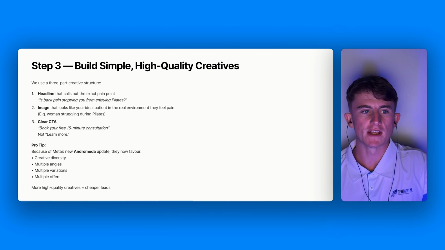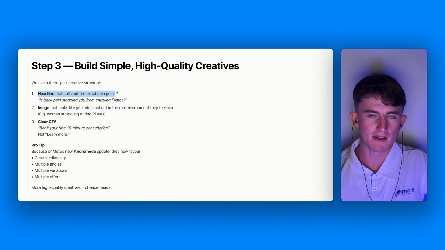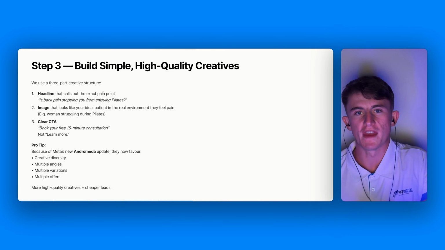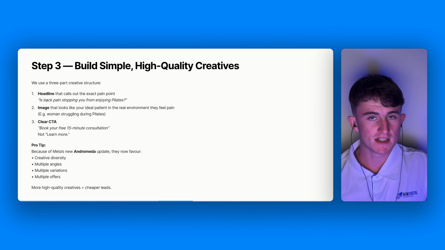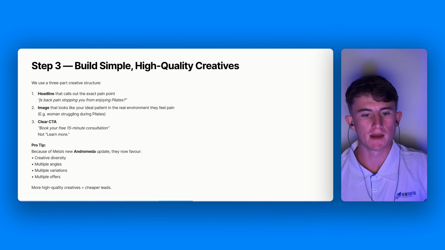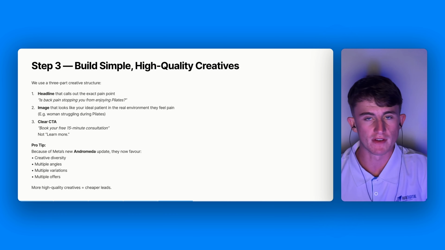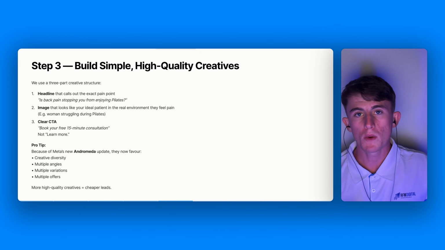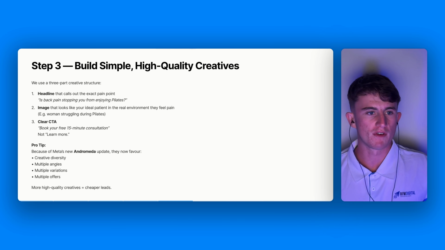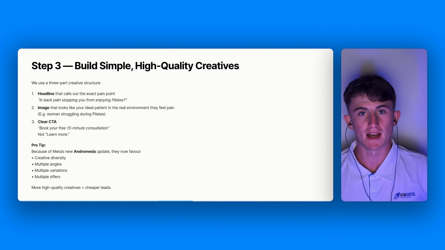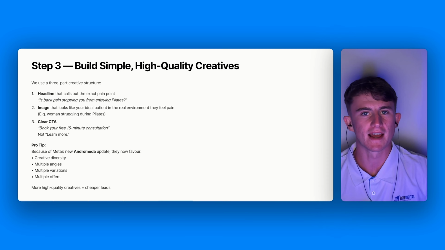Step number 1 is we have the headline that calls out the specific pain point within your ICP. As mentioned previously, if you're targeting mums between the age of 35 and 50 that can't get to their Pilates class because of back pain, we want to simply call this out in our ad. Something like this would work fine: "Is back pain stopping you from enjoying Pilates?" It's as simple as that. It's about calling out the ideal patient and getting them engaged.